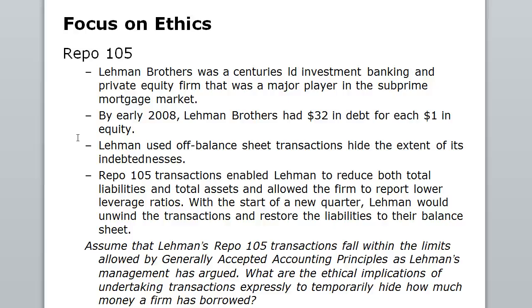So Lehman would unwind the transactions and restore the liabilities to their balance sheet. So assuming that Lehman's Repo 105 transactions, as I call them, fell within the limits allowed by GAAP, that's what Lehman's management argued. But what is the ethical implication of taking transactions expressly to temporarily hide how much the firm has borrowed? Well, obviously it's unethical. They were making their company look less risky than they were, and those risks eventually exploded during the Great Recession as the subprime market really imploded, thereby ending Lehman Brothers as a company.